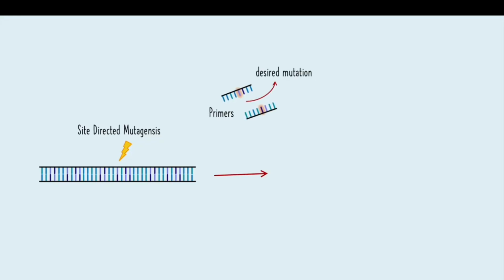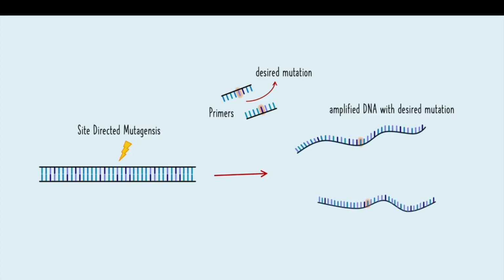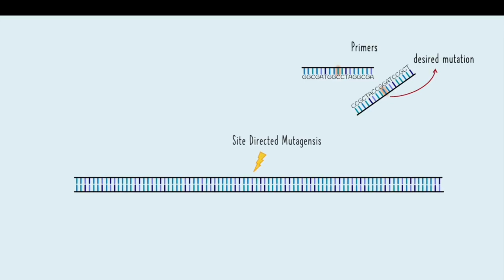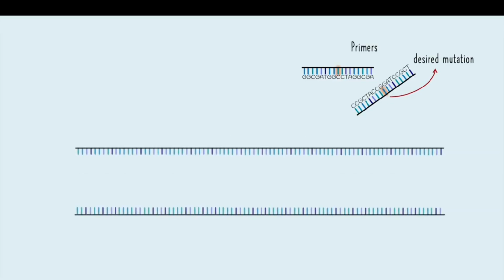Introducing a point mutation in PCR, also known as site-directed mutagenesis, involves designing primers with desired nucleotide changes and using them in a PCR reaction to amplify the target DNA. The key to site-directed mutagenesis is designing the right set of primers that incorporate your desired mutation.